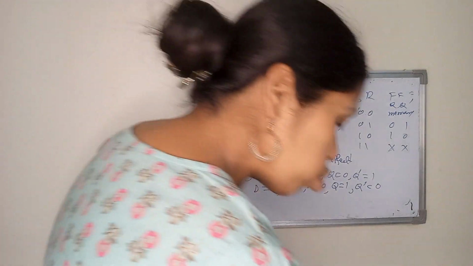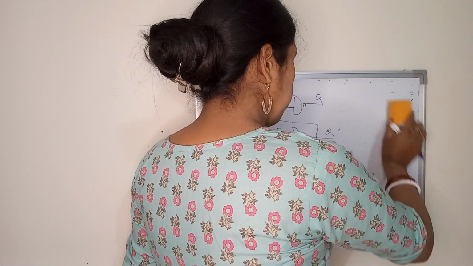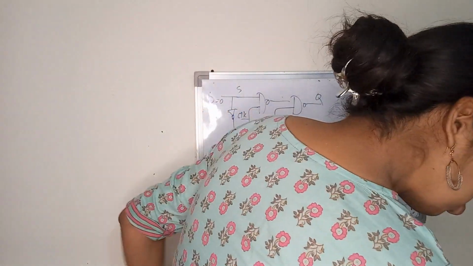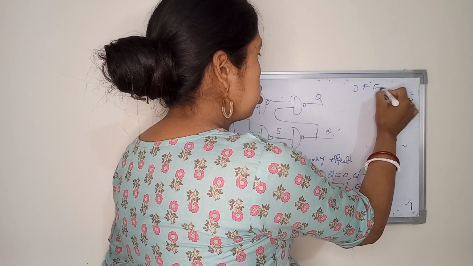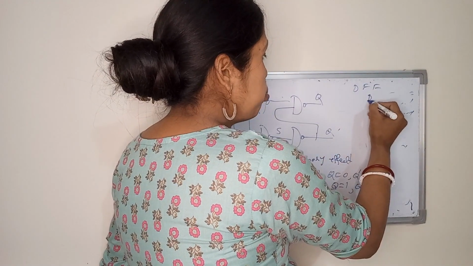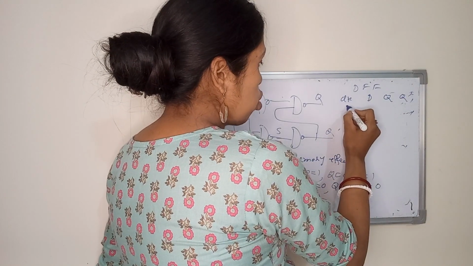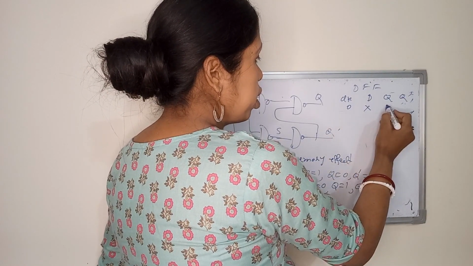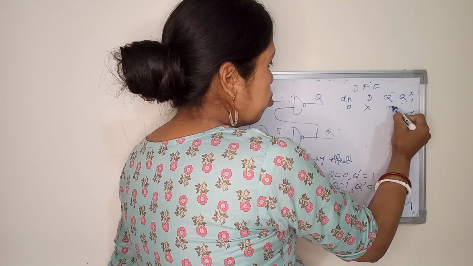Right. So now if you want to write the truth table for the D flip flop, how will you write it? D flip flop: you are giving D, and the outputs are Q and Q prime. Suppose for clock 0, whatever D is, it will give the memory effect. Memory.